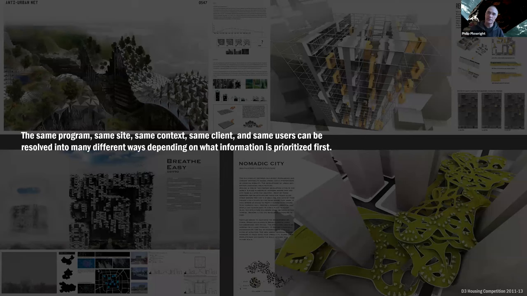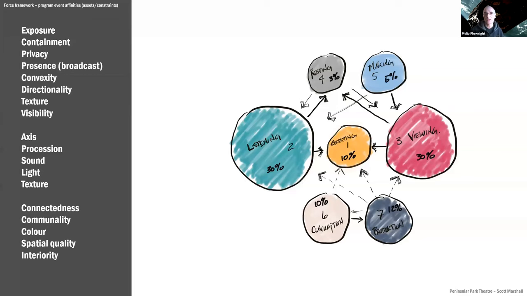So all the projects on the screen that you see are actually all the same project. They just chose different starting points. And then they organized their information in different ways. These are actually all concept-based projects that are working on visions, future visions of housing.